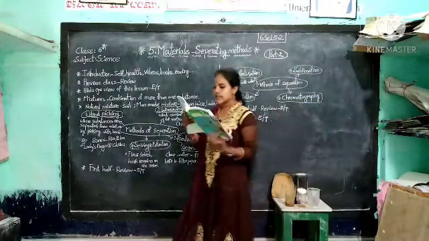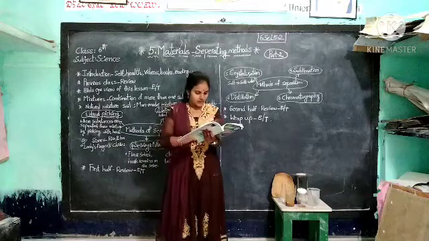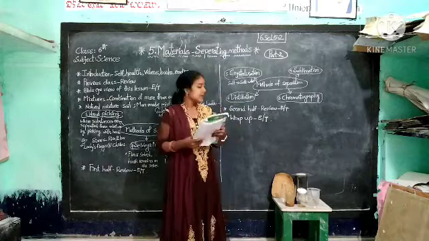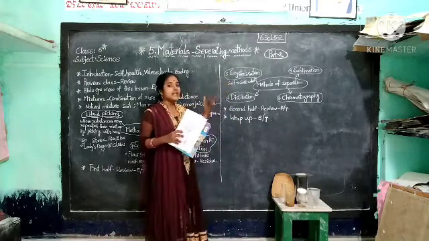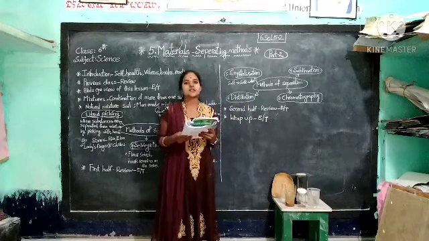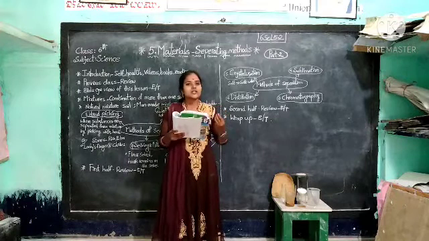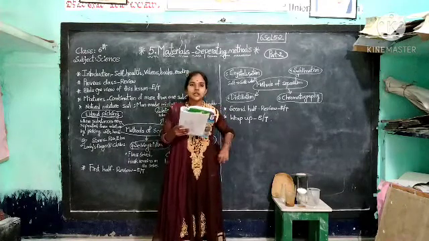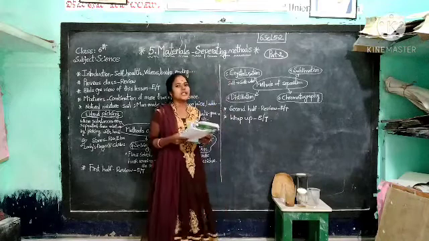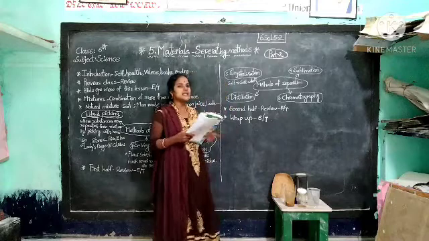Once you open your textbook, children, see the page number 54. Page number 54. First one is crystallization. The aim of crystallization is to separate the salt from salt water. Not only salt from salt water, any dissolved substance in the liquid, we have to separate it by the method of crystallization.